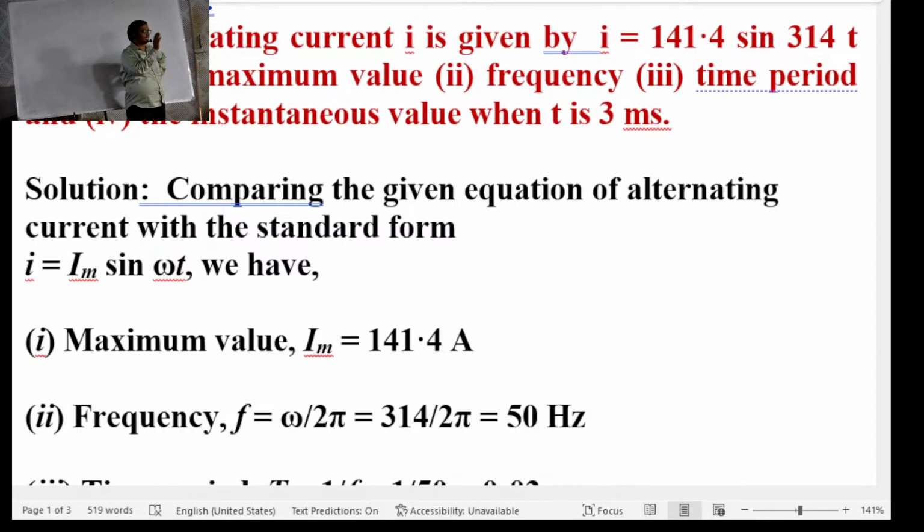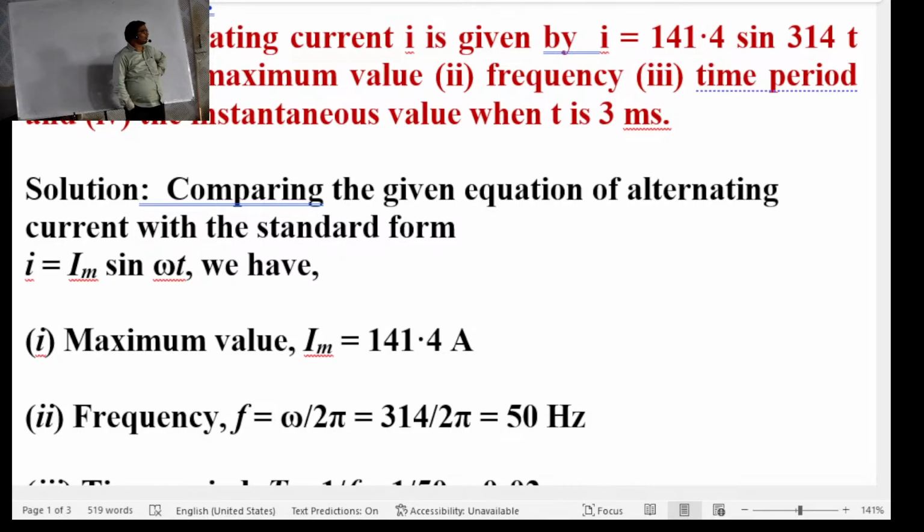What is the value? Compare that equation. I is equal to Im sin omega t, with respect to that one, I is equal to 141.4 sin 314t. So here omega is equal to 314. Yes. Im is equal to how much? Im is equal to 141.4. First question: find the maximum value. Im is how much? 141.4. There is no need of calculation. Directly compare the equation. Write down the value. First one is over. Second one.